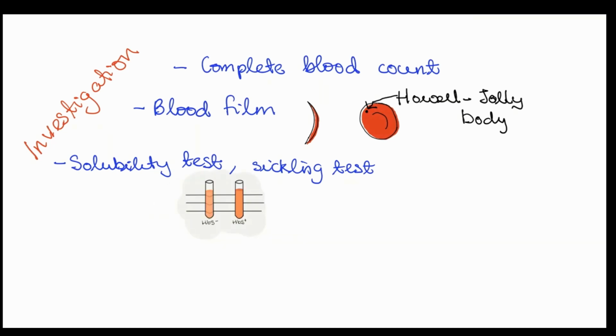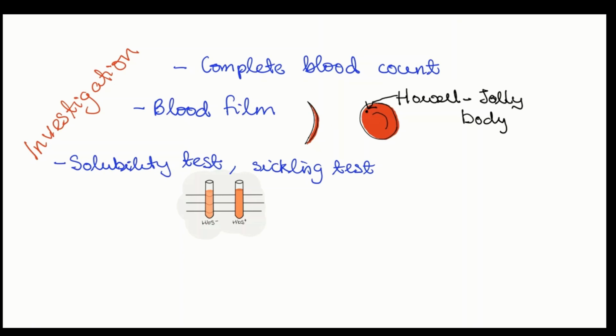The solubility test and the sickling test are unable to differentiate a sample from a patient with sickle cell disease from a sample from a patient who just has the sickle cell trait, which we earlier said is AS, because all they can tell you is there's a presence of hemoglobin S.